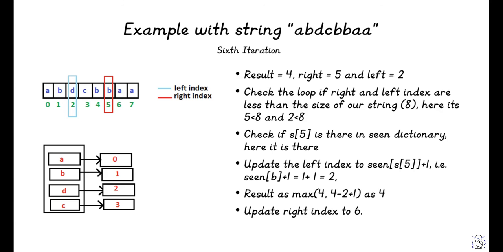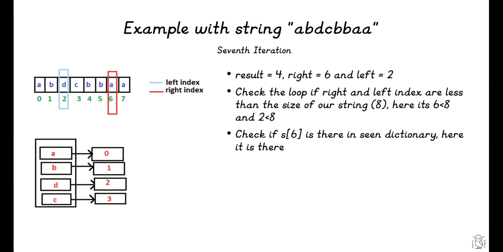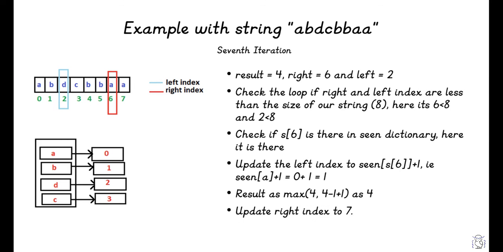In the sixth iteration, we have result as 4, right index as 5, and left index as 2. We then get into the loop and check if right and left index are less than the size of our string. Since they are, we then check if S of 5 is there in the seen dictionary or not. Since B is there in the dictionary with value 1, we update our left index to 2. Then calculate the result as max of 4, 4 minus 2 plus 1, which is 4, and update our right index to 6.